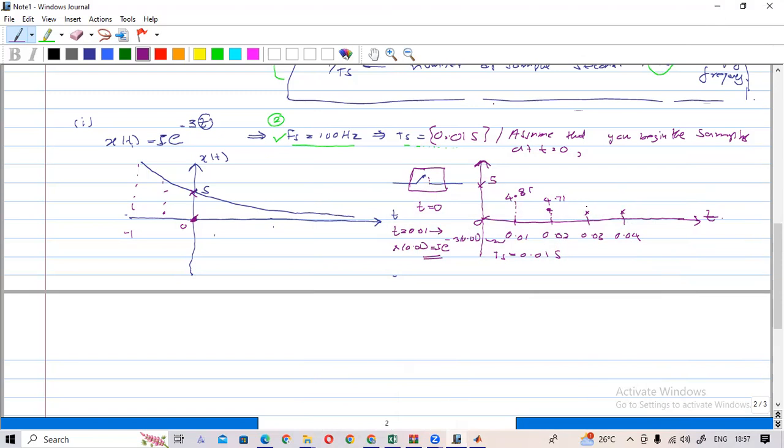Tell me what is this value. Use a calculator or MATLAB and calculate the voltage sample of this point. Tell me this value. Please hurry up.